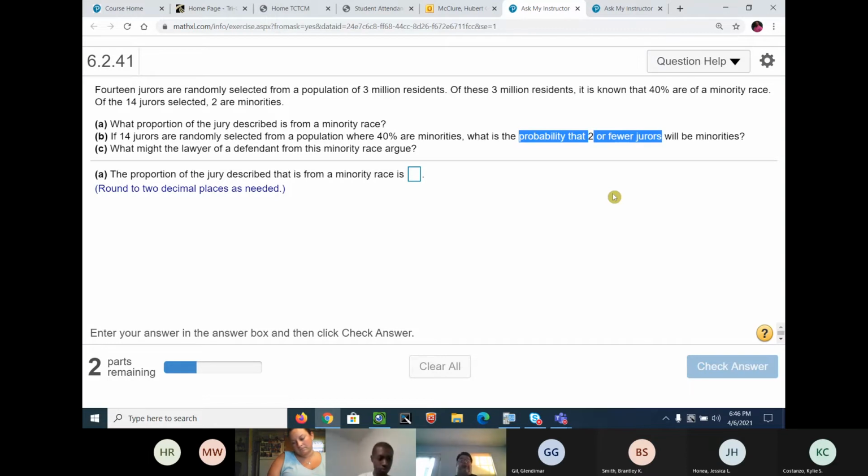Okay, now what does C say? All right. Now remember, before you answer C, because C is kind of subjective, because you're not given a number, you're given an opinion. If you were the attorney defending a person and you had a pool of 3 million people, what would you say about the jury? You can't do it. Yeah, because there's not enough minorities on the jury.